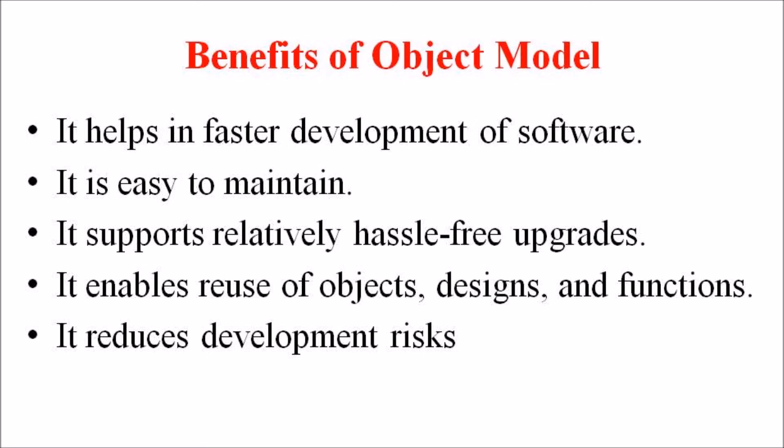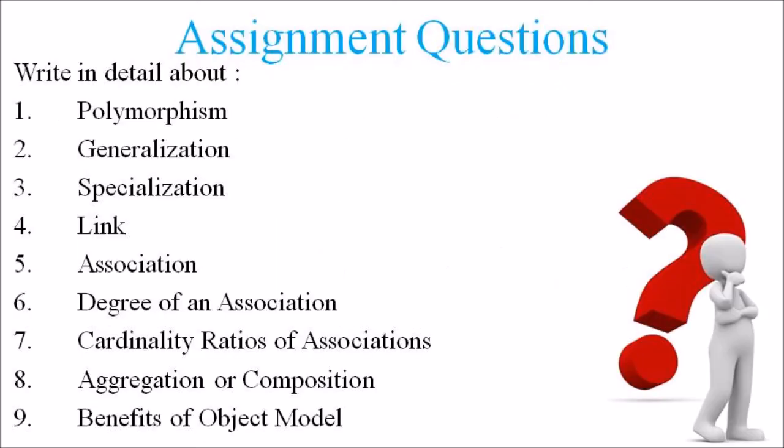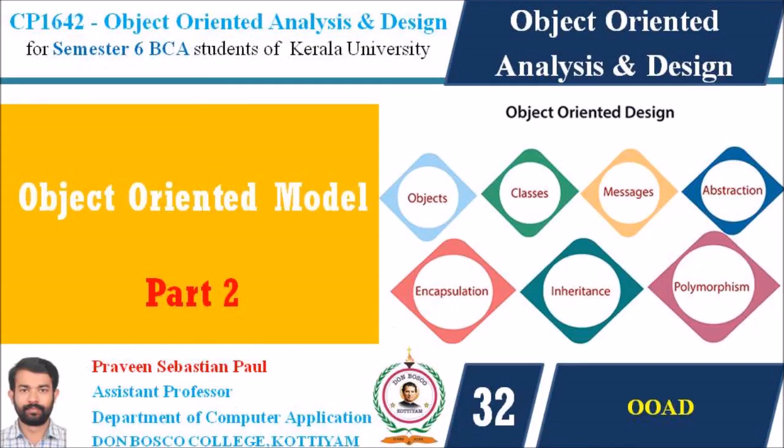In the last two lectures, that is this lecture and the previous lecture, we discussed the different terminologies associated with object orientation. I hope that you have understood these terminologies. Kindly go through this assignment question. Our question is, define the following. First, polymorphism. Second, generalization. Third, specialization. Fourth, link. Fifth, association. Sixth, degree of an association. Seventh, cardinality ratios of association, aggregation or composition, and finally the benefits or advantages of the object model.